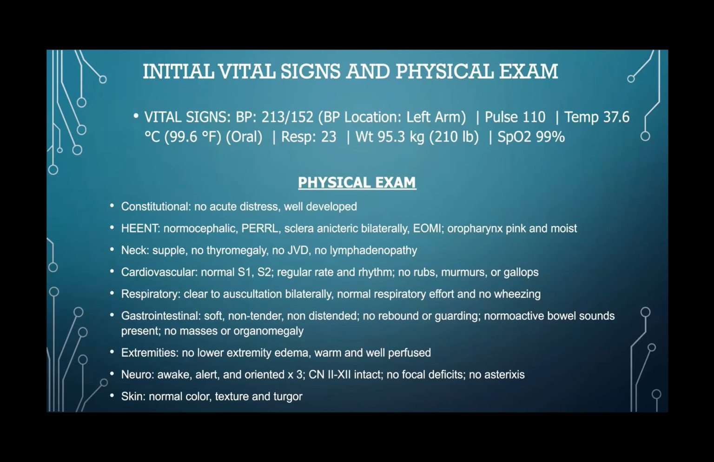So let's go over to his physical exam. When we initially saw him in the ED, his blood pressure was 213 systolic over 152 diastolic. This was measured in the left arm. They repeated it on the other arm, and there was persistent elevation in the blood pressure. He was tachycardic, with a heart rate in the 110s, afebrile, not tachypneic, maybe a little borderline with a respiratory rate of 23, but otherwise saturating 99% on room air.